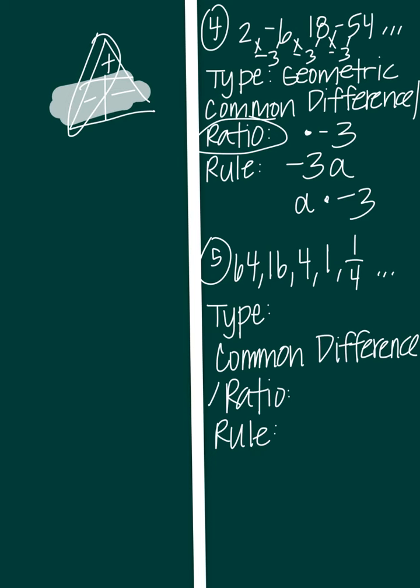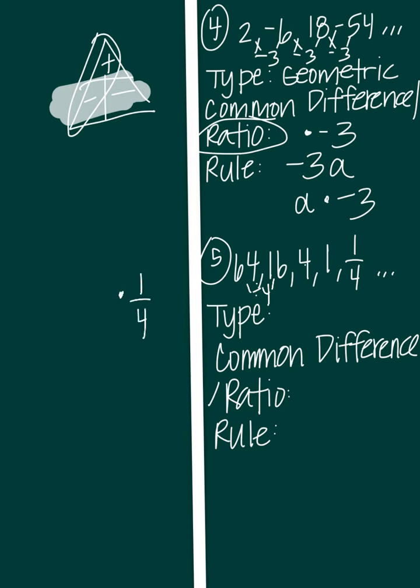So in this example we have 64, 16, 4, 1, and 1/4. So we are dividing by 4 each time. 64 divided by 4 is 16. 16 divided by 4 is 4. 4 divided by 1 is 1/4. But dividing by 4 is the same thing as saying times 1/4.